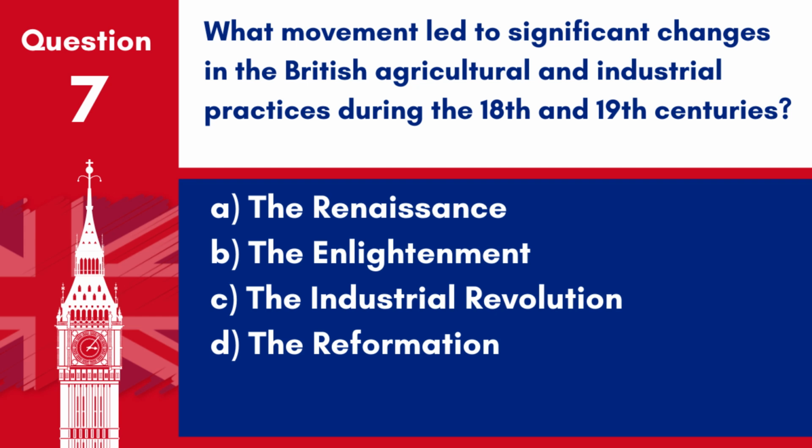Question 7. What movement led to significant changes in the British agricultural and industrial practices during the 18th and 19th centuries? A. The Renaissance. B. The Enlightenment. C. The Industrial Revolution. D. The Reformation. Answer. C. The Industrial Revolution. The Industrial Revolution, spanning the 18th and 19th centuries, led to significant changes in agricultural and industrial practices in Britain.